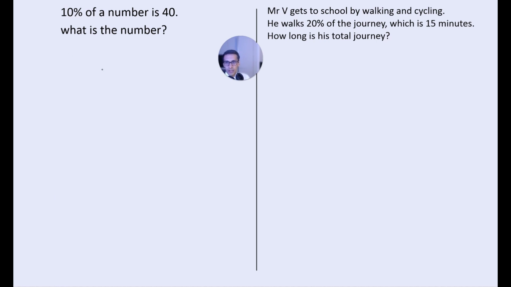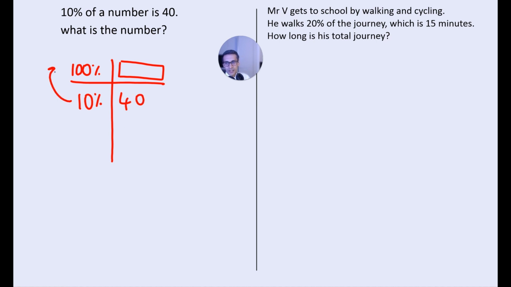Let's do the left-hand side using the table method. So 10% of a number is 40. We don't know what 100% is, but we do know what 10% is. So 10% is 40. In order to work out 100%, we're just going to times it by 10. We can see we're going to get 400.